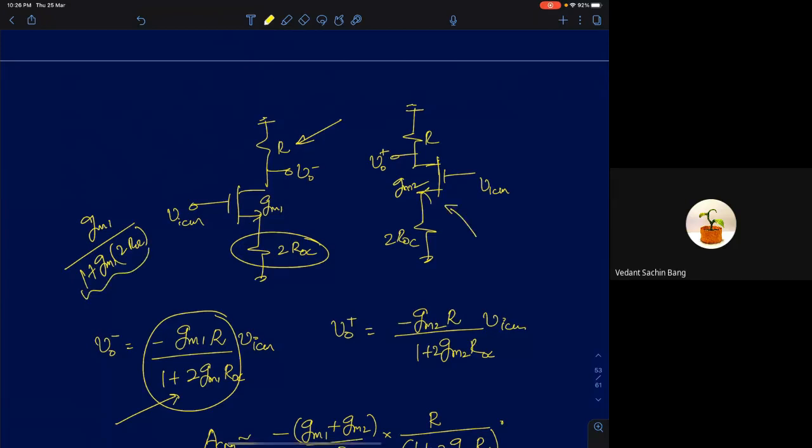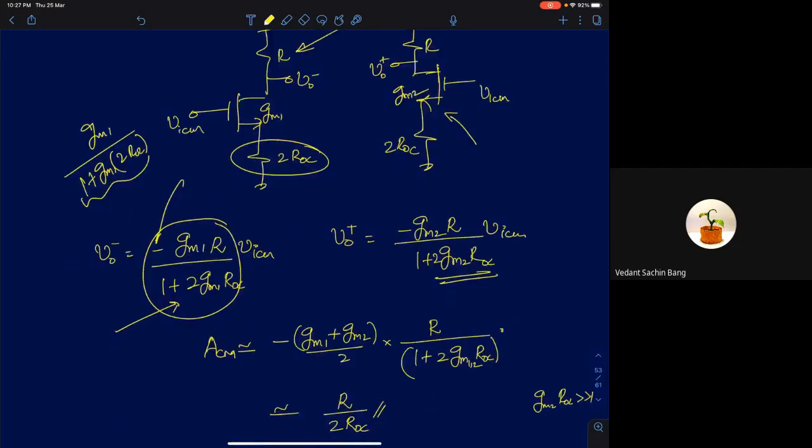Similarly, for the other half, your common mode voltage will be, in both of them, the sign will be the same. Because it's common mode, the sign will be negative in both, because it's a common source. So this one will be minus GM2R by 1 plus 2 GM2 ROC.